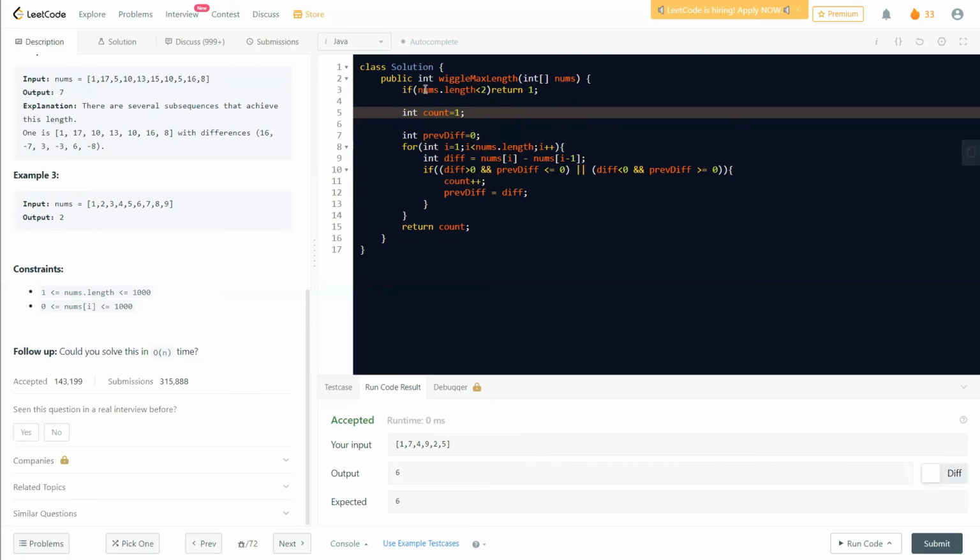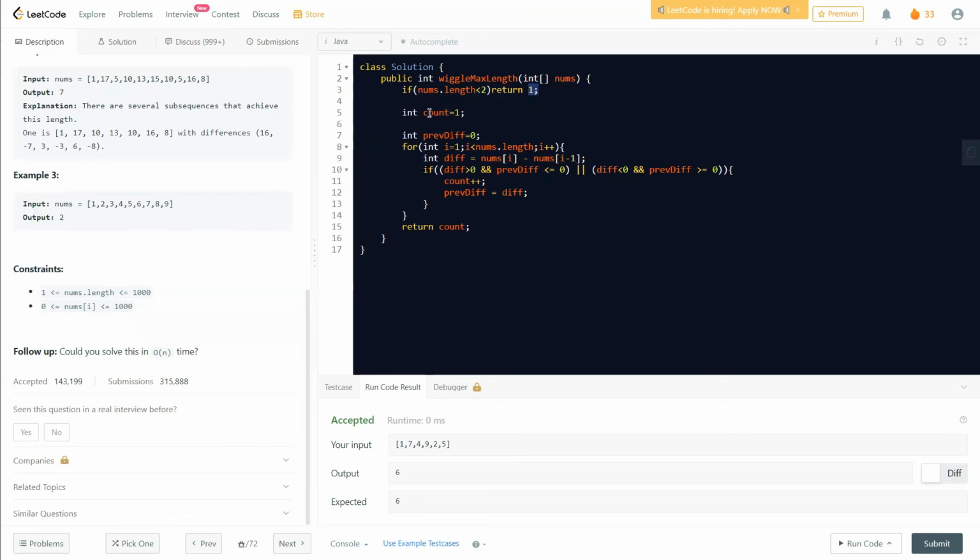As I said, the num length can be a minimum of one. So if the num length is one, I just check for num length less than two. If that is so, we just return one, because if there is at least one element, that means we found one element, and it doesn't matter to us whether it's going up or going down, we can't find anything for that. So that's return one.